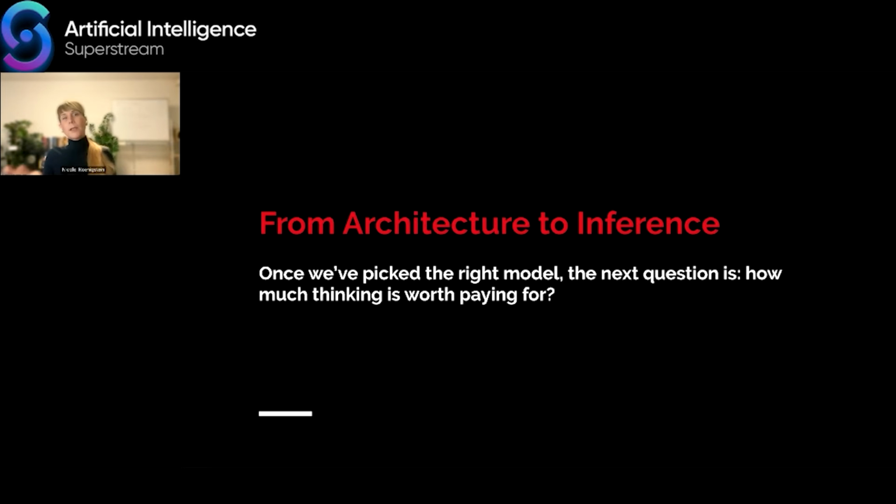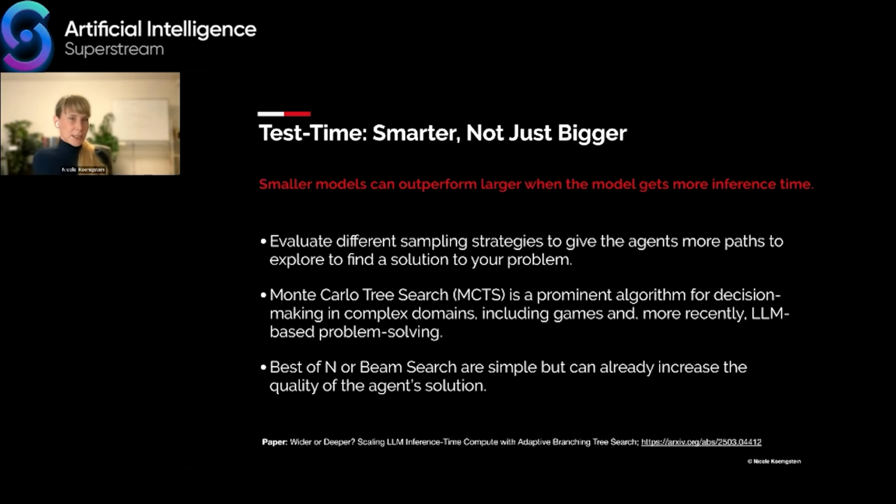So now let me go into how we go from architecture to inference. Once we've picked the right model, the next question is how much thinking is worth paying for. I already mentioned test time compute. So we are here to think smarter, not just be bigger. Smaller models really can outperform larger ones when you give them more time to think.